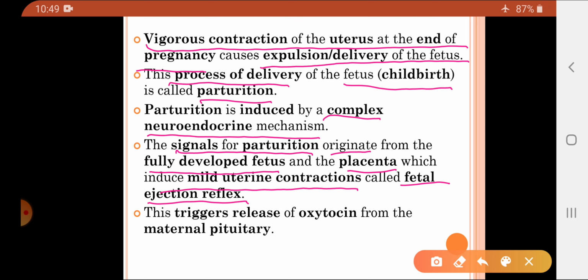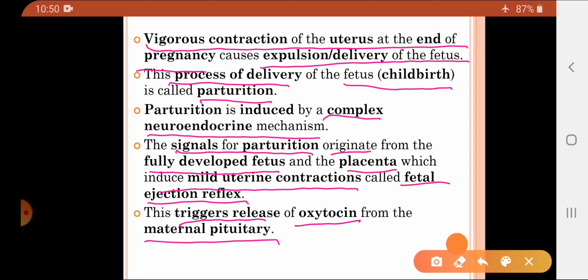And these mild contractions brought by the fully developed fetus and placenta are called the fetal ejection reflex. Now, due to this fetal ejection reflex, which is nothing but the mild uterine contractions brought by the fully developed fetus and placenta, they trigger the release of oxytocin from the maternal pituitary. So, the pituitary gland of the mother releases the oxytocin.